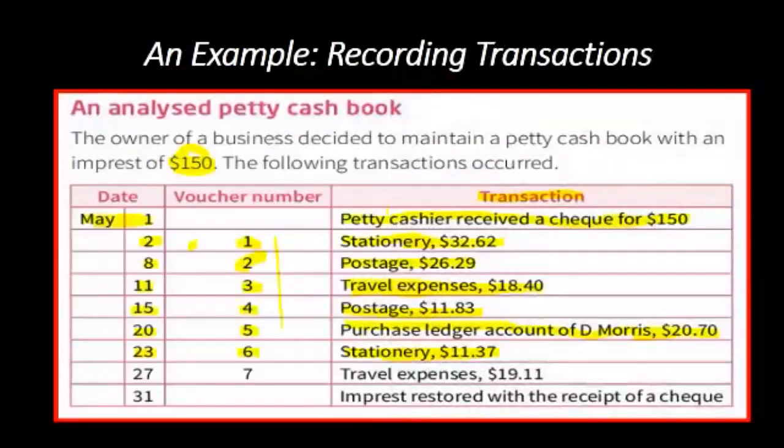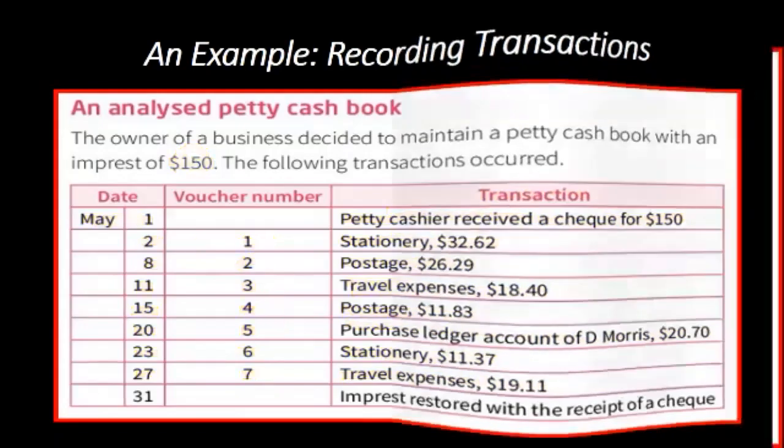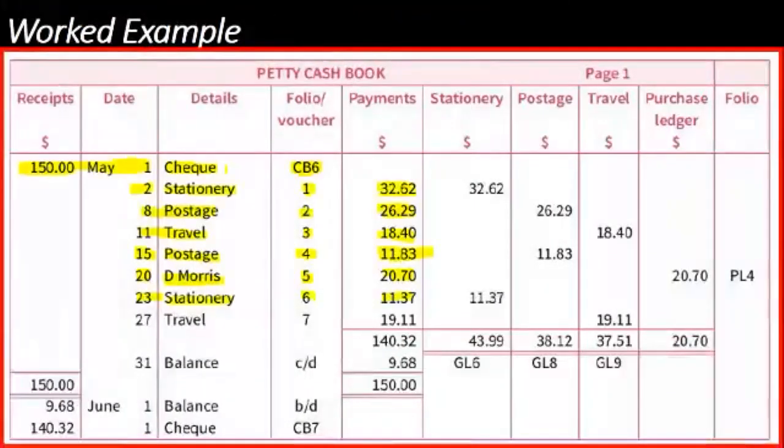And our last transaction, travel expenses, 911, voucher number 7, and the date 27, and we come to payments, voucher number, travel, 27. Okay, we get to the end of the month.